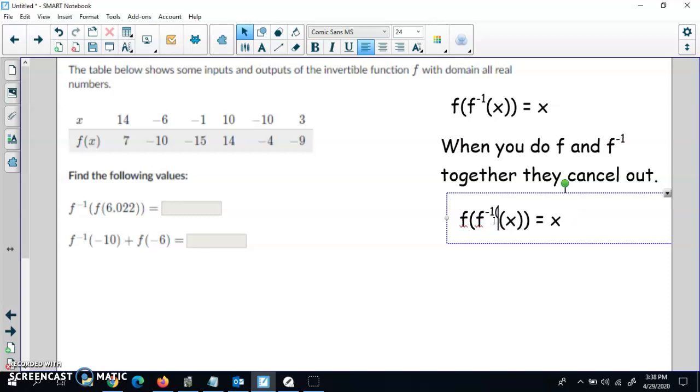F, X, let's make this. This is going to look so nice. You're going to be like, wow, it looks so smooth, Miss Novik. All right. Like this, the same goes if the f inverse is on the outside.